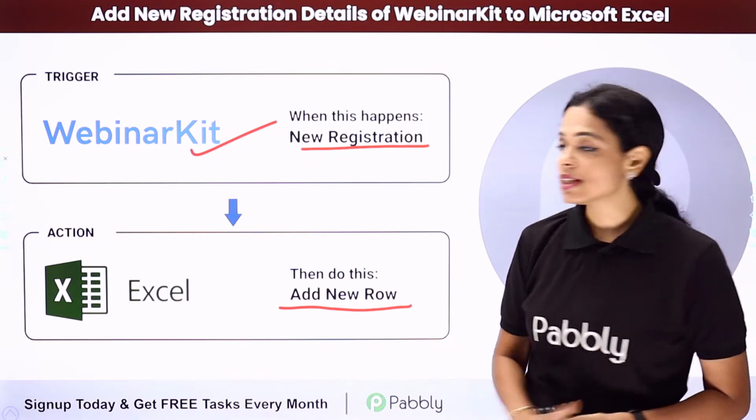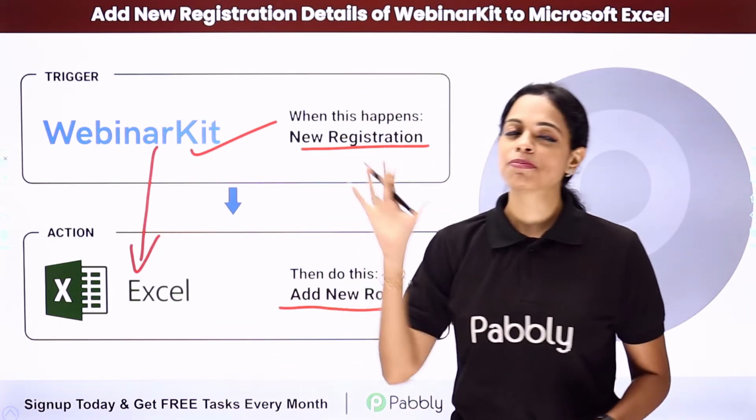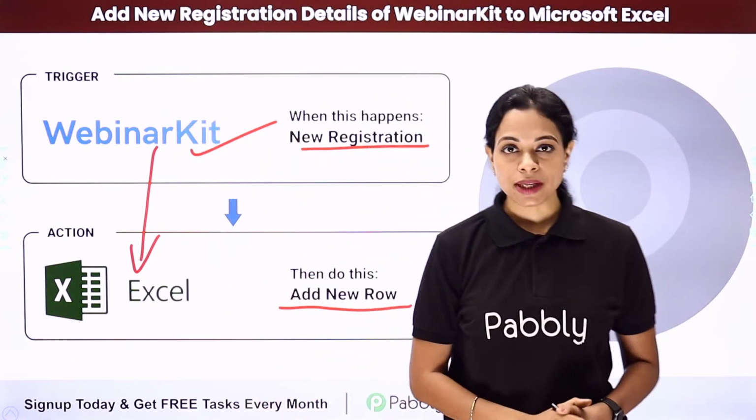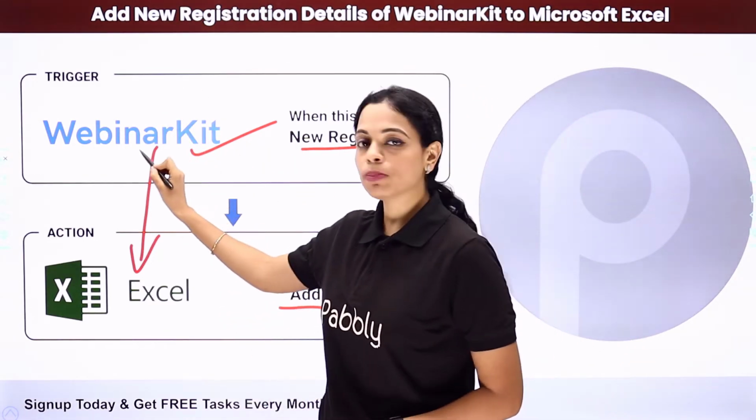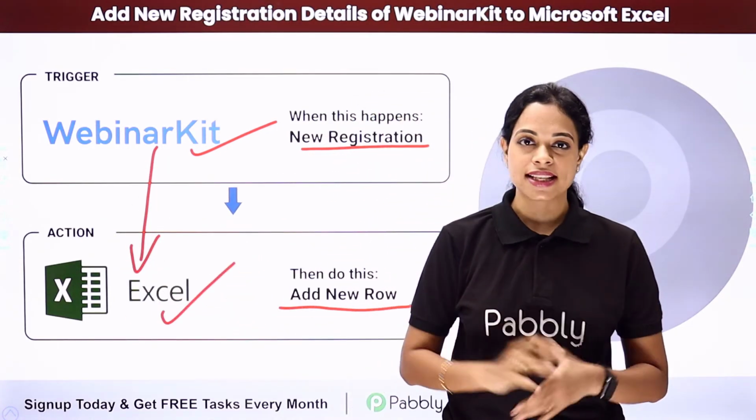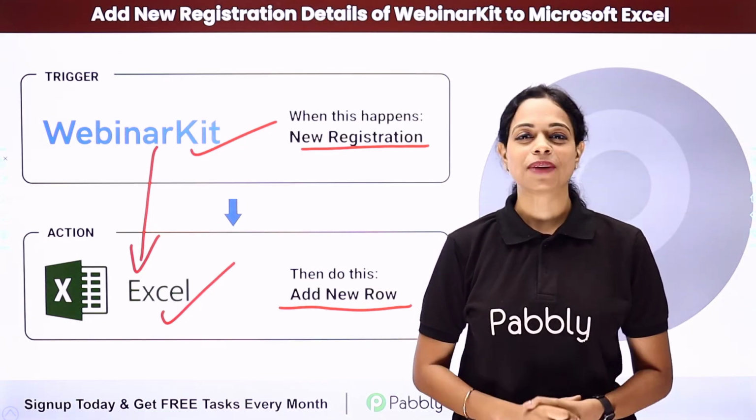Now how you can do this is by integrating these two applications, and the same can be done using Pabbly Connect software, where this entire process can get automated. Here your trigger application would be WebinarKit and your action application would be Microsoft Excel. Now how you would do it yourself, to understand that, let me take you to my screen.